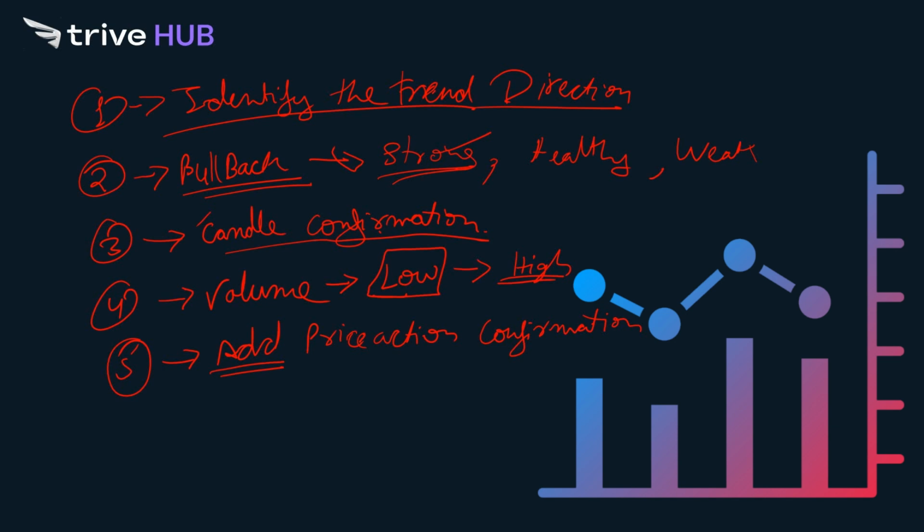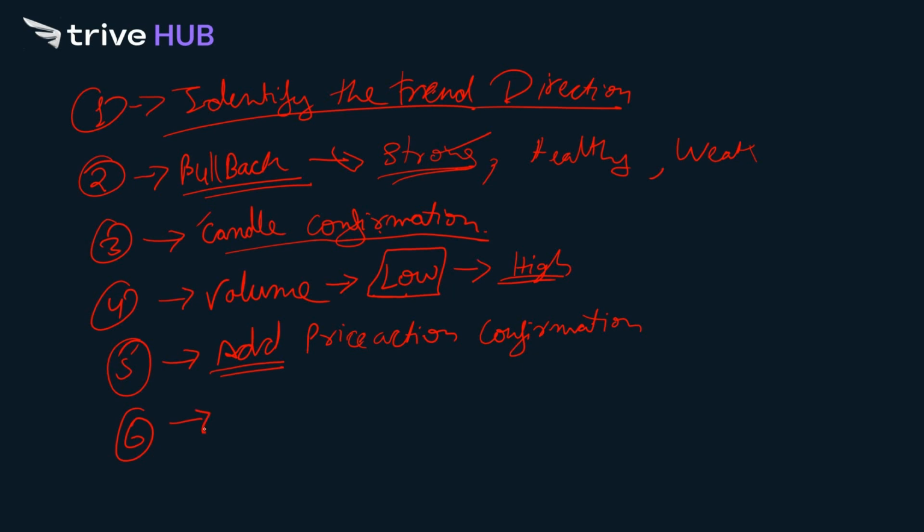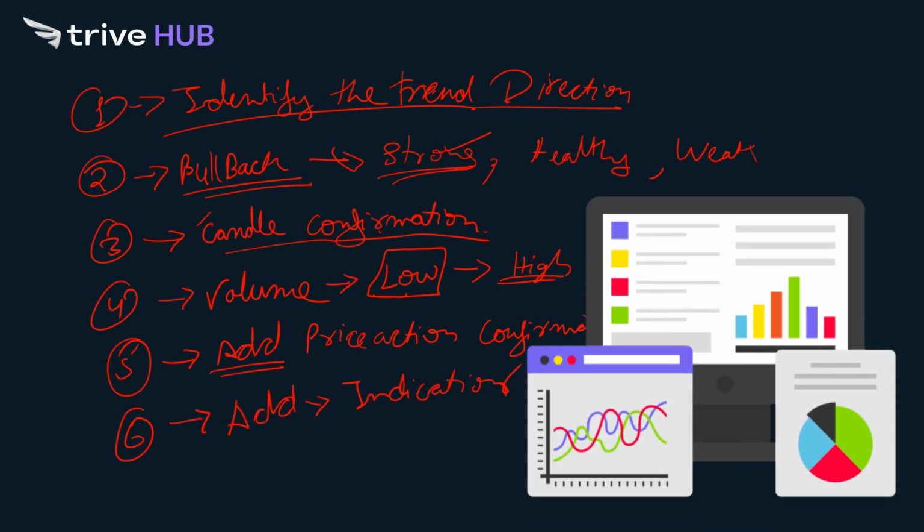basic price action will always help you avoid taking unnecessary trades which do not fulfill the trade logic. And then the sixth factor is to add an indicator, because indicators can help you have a second opinion and confirm your trade logic. If a particular indicator, like RSI or stochastic, is also giving you the same signal which you are analyzing, then it will be very great.